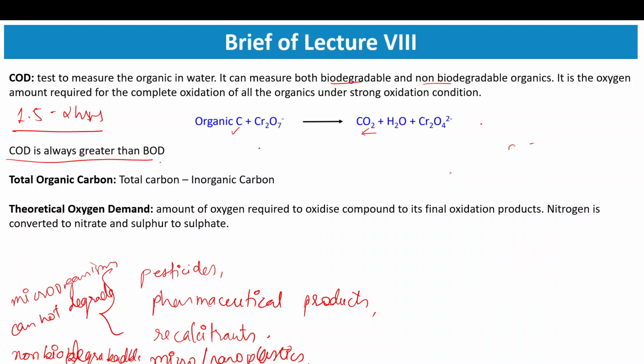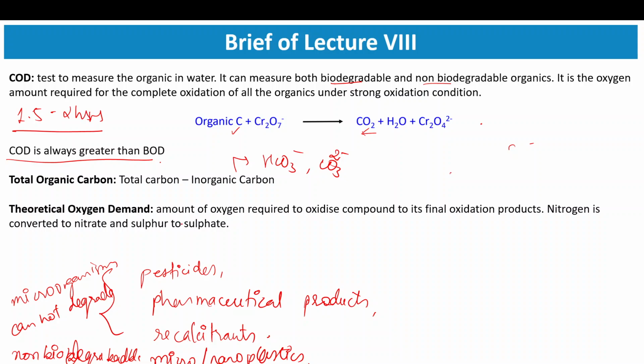Now another parameter is total organic carbon, which is nothing but the total carbon, contributed by both organic and inorganic, minus the inorganic carbon, which could be because of the carbonates and bicarbonates, right? So if you subtract that, you can get the organic carbon.